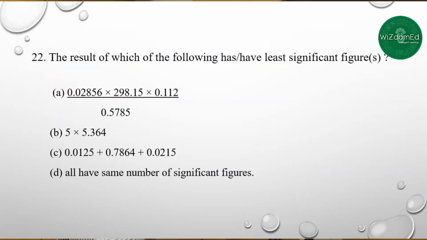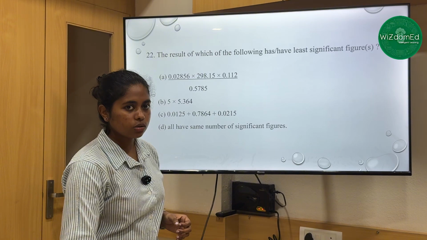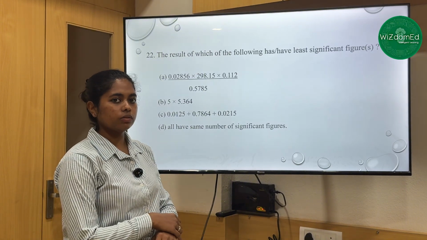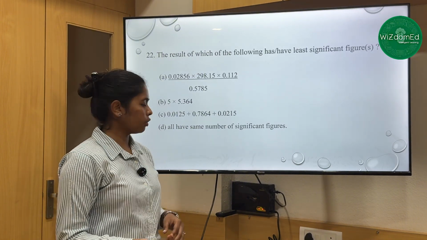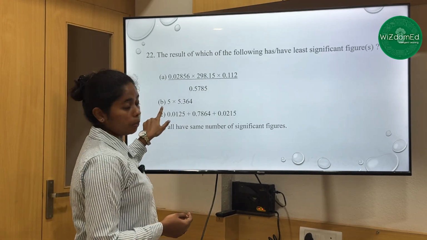Next, the result of which of the following has or have the least number of significant figures. Here they have given us 3 options and they are asking which of them is going to have the least number of significant figures. Here we don't have to solve this. Just by looking at the question we can make out which one gives the least number of significant figures. Let's observe option B.